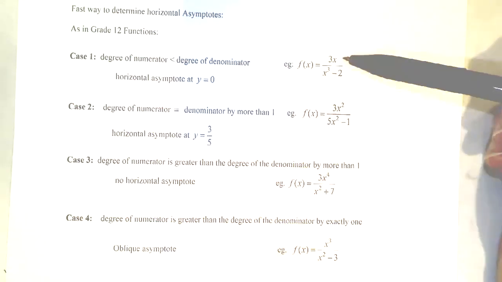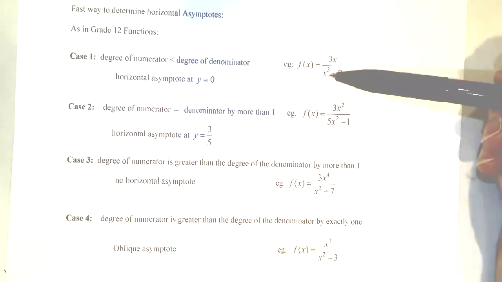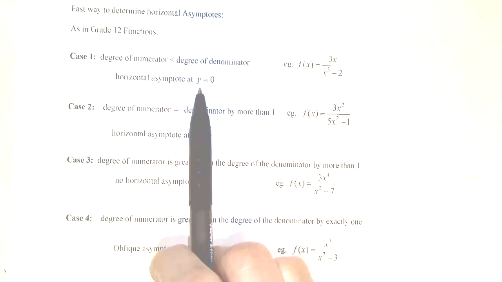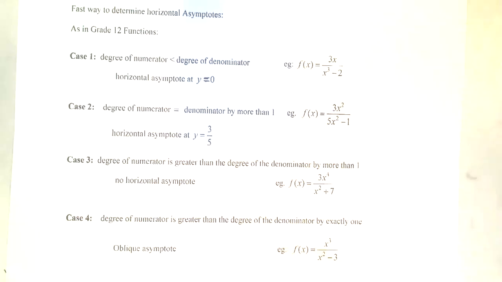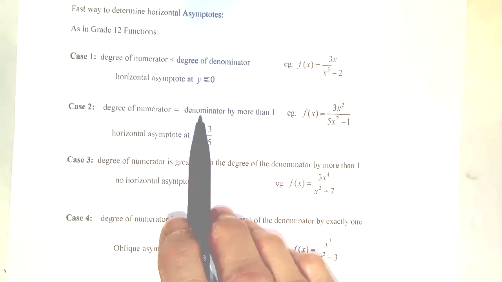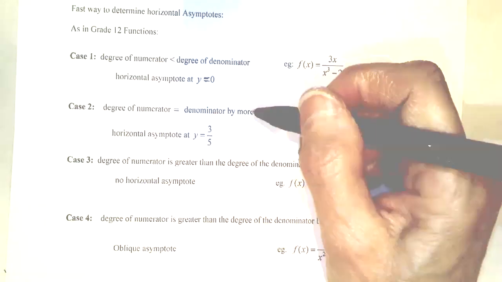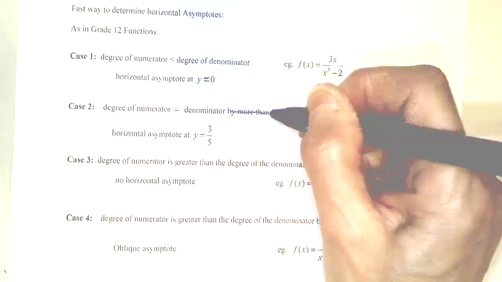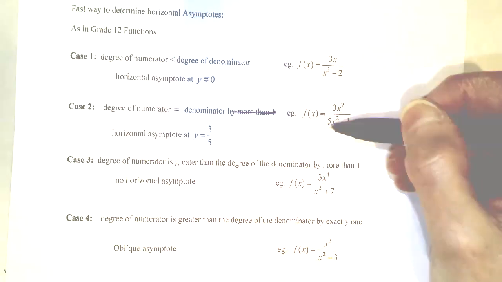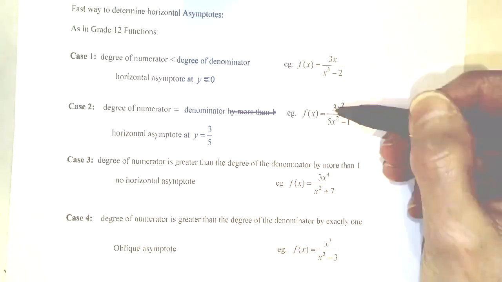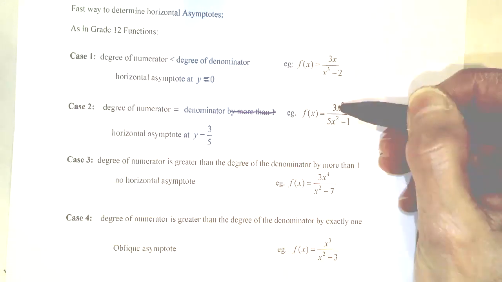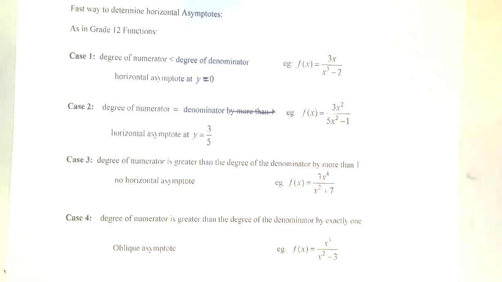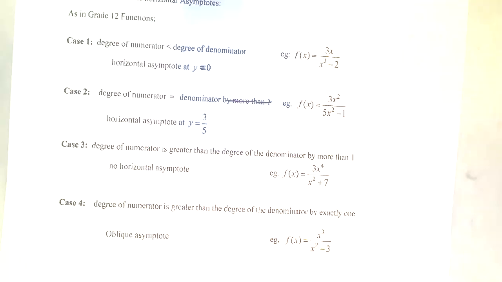So for example, if the degree of the numerator is less than the degree of the denominator, we said you're going to have a horizontal asymptote at y equals 0. We didn't give a reason why. We said just believe it. We said if the degree of the numerator equals the degree of the denominator, not by more than 1, if it equals it, as it does here, second degree, then you take the coefficients of the highest degree terms and you'll have a horizontal asymptote there. Again, we didn't explain why.